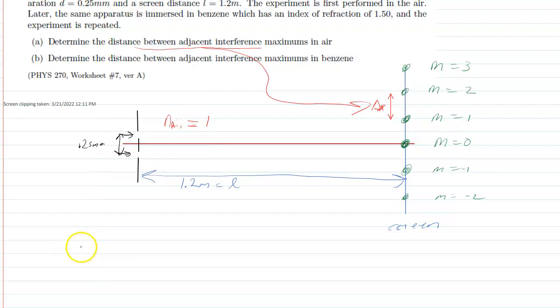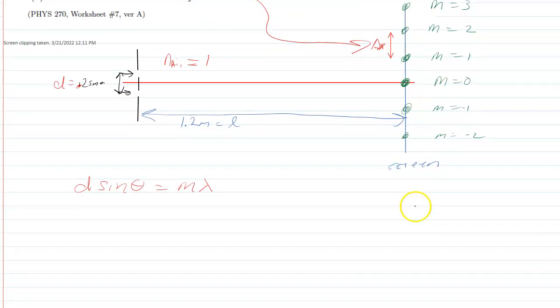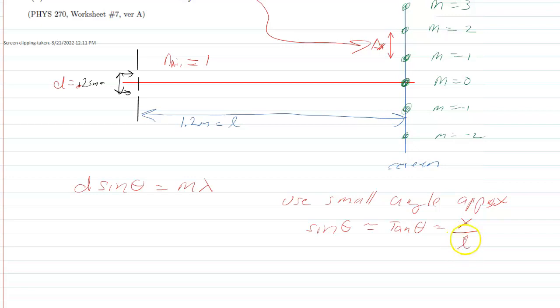And we go to our equation that says d sine theta is equal to m lambda, where d is the 0.25 millimeters. And now what we want to do is use the small angle approximation, which says that the sine of theta is approximately equal to the tangent of theta, which is approximately equal to y over L.